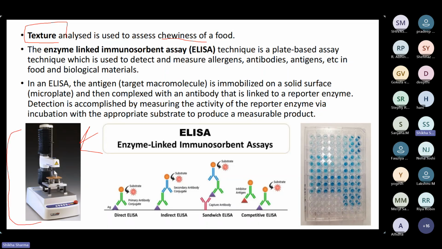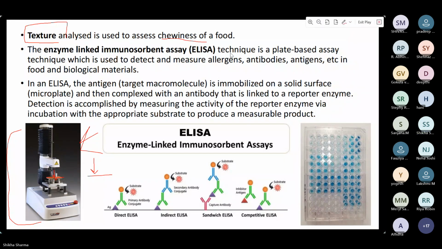So this will be the plate. The force will be applied. So this is the food sample. On the food sample, we are applying force, and we are seeing when it is going to fracture or break.